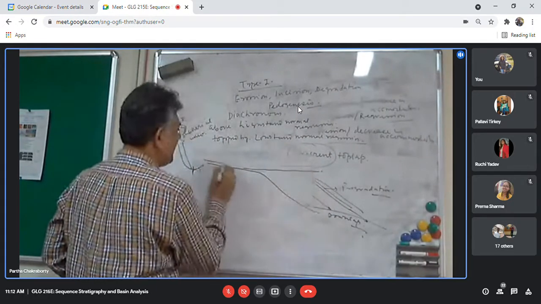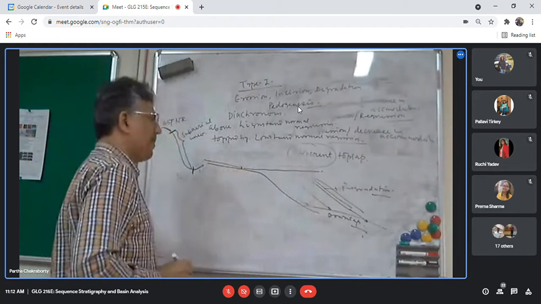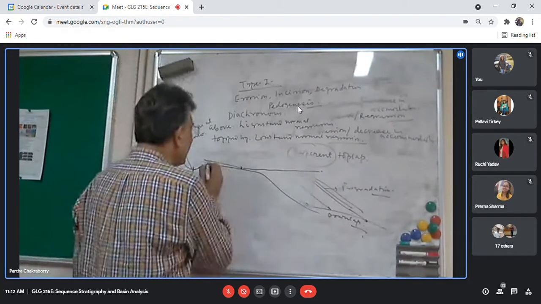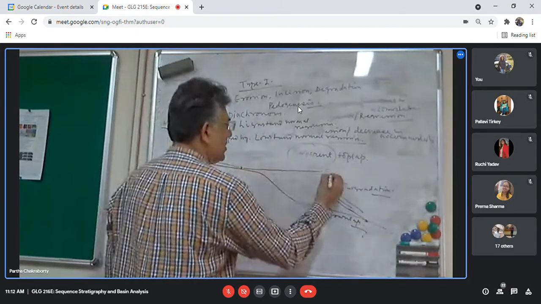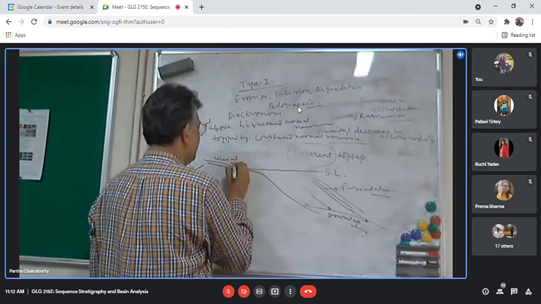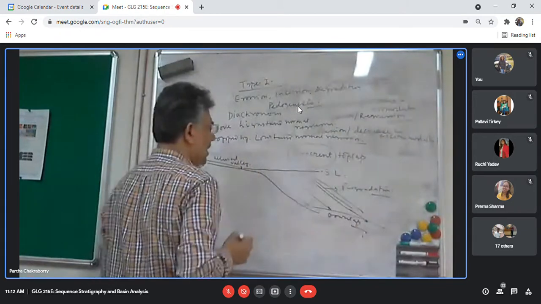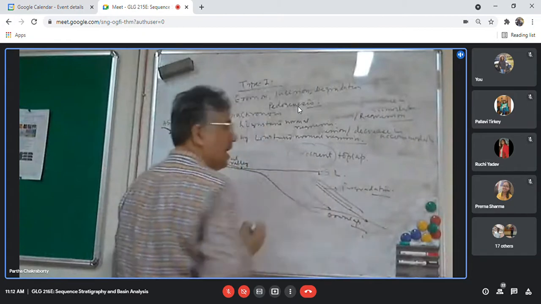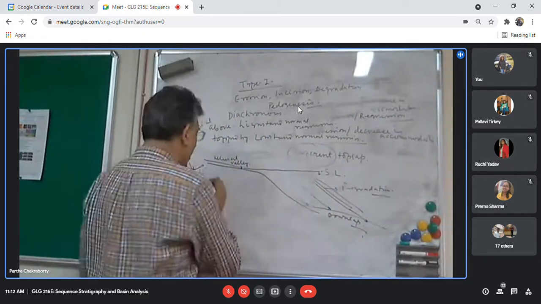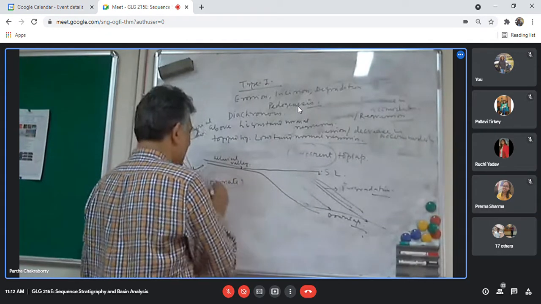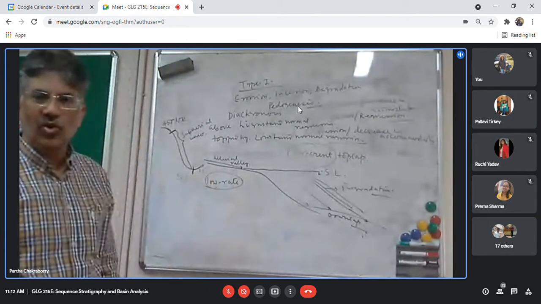Now, suppose there is a shoreline, and there is a river system which is meeting this shoreline. And they are in equilibrium. So this is sea level, and this is the alluvial line. They are in equilibrium. Now the sea level starts falling, but the initial fall is at a low rate.